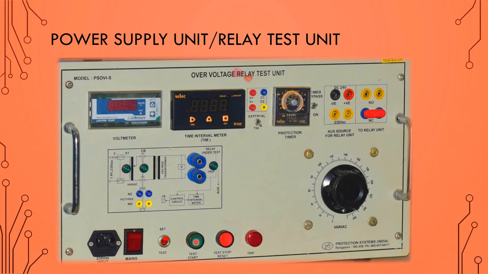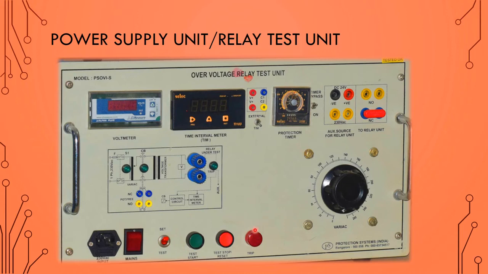This is the switch to turn on the circuit breaker. This is the switch to turn off the circuit breaker. That means we can operate the circuit breaker manually using these two switches. Then there is a variac. When we increase the variac position, the output voltage of the variac or the auto transformer will increase. That means it is giving variable voltage from the fixed 230 volt power supply.